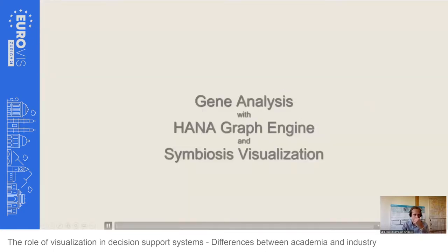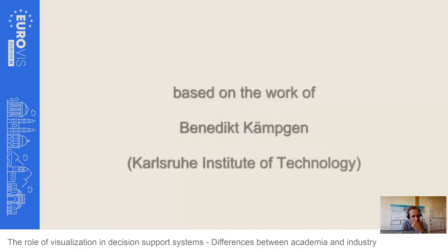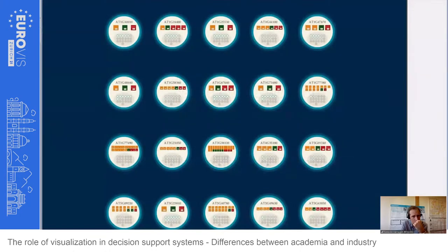Hello, this is Horst Werner. And in this video, I would like to show you how you can use the HANA Graph Engine and Symbiosis for gene analysis. The data was collected and prepared by Benedikt Kämpgen. Here we see a sample of 20 genes, each represented by a colored disk. Let's zoom in on one of them to see the details.